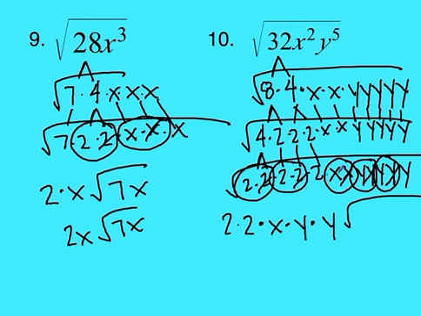I didn't touch a 2, and I didn't touch a y, so it stays inside. Now when I go to simplify this, 2 times 2 is 4 times x times y squared, because there's 2 y's, square root 2y. My answer would be 4xy squared, square root 2y.